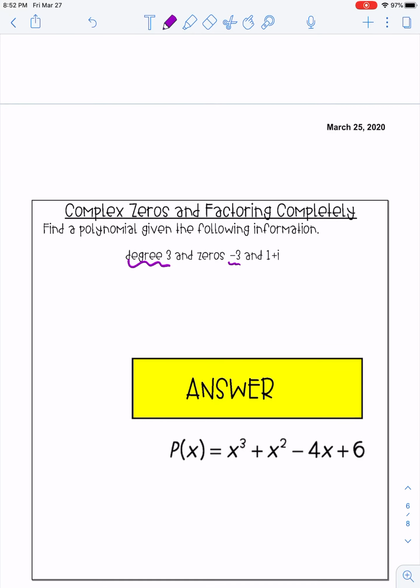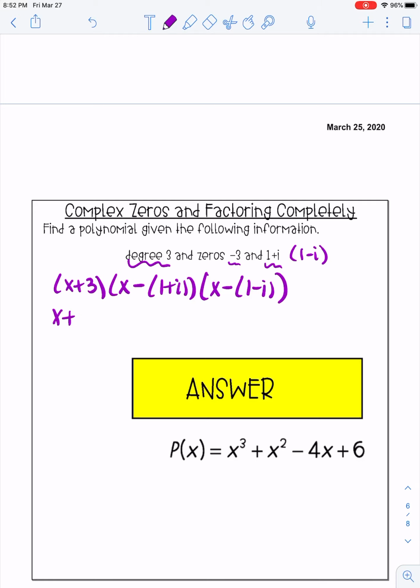The second one, I need degree 3, so I need 3 factors. I have a 0 at negative 3 and 1 plus i, so that also means 1 minus i is one of my factors, or one of my zeros. So that means my factors then are x plus 3, x minus 1 plus i, and x minus 1 minus i. When I simplify these, or distribute the negative, I'm going to get x minus 1 minus i and x minus 1 plus i.